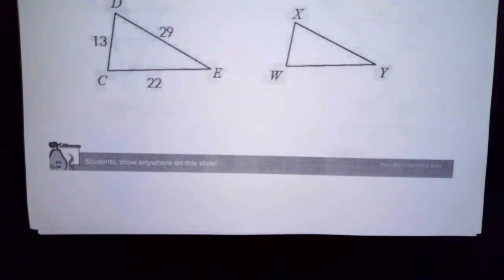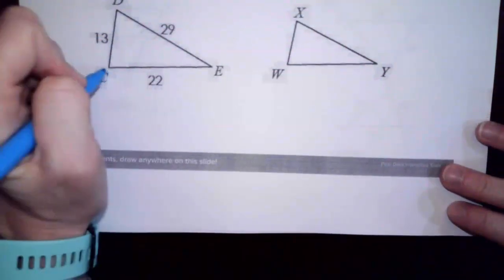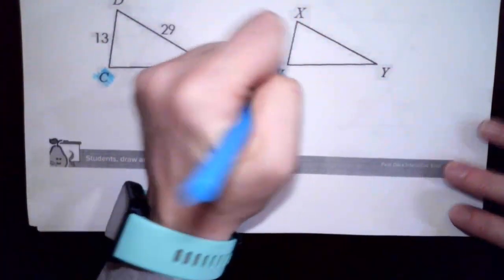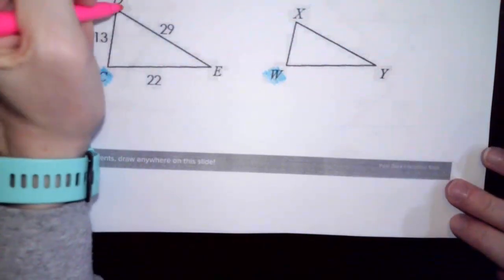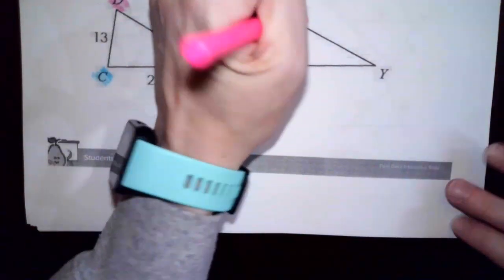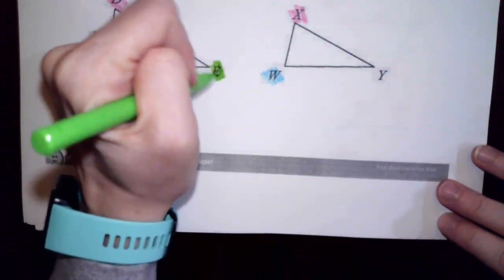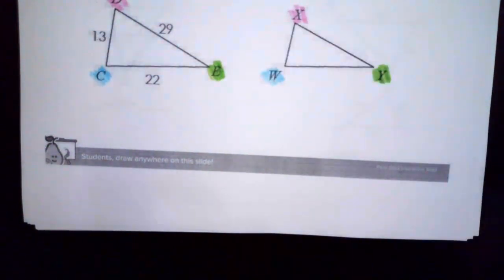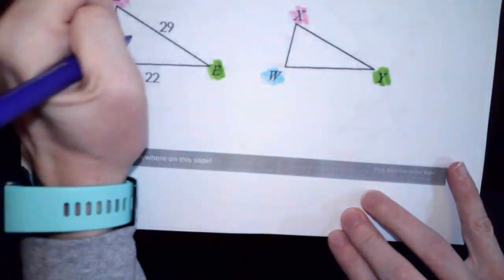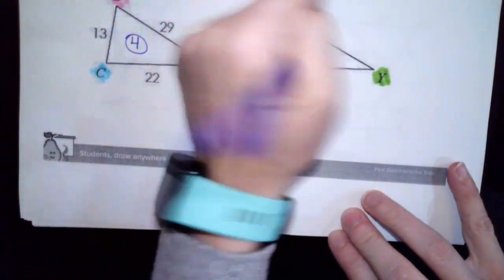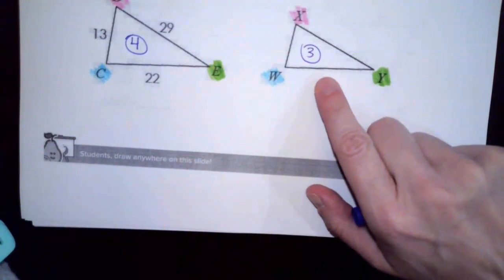All right, again, color code. So C to W. These are facing the same direction. D to X. Oh, yeah, they are. Look at that. Which means E to Y. All right, now it says CDE is similar to WXY with a scale factor of 4 to 3. We need to find the perimeter of this one.